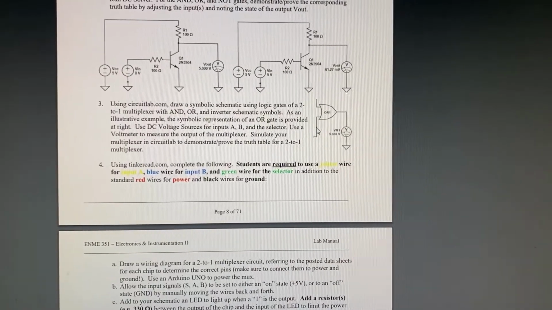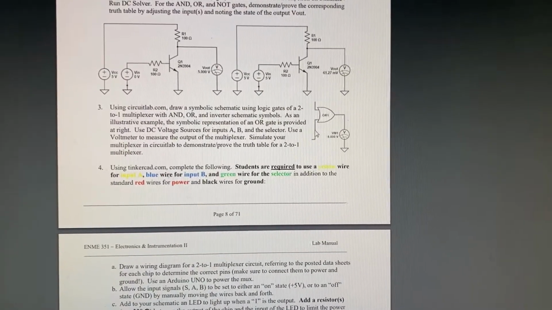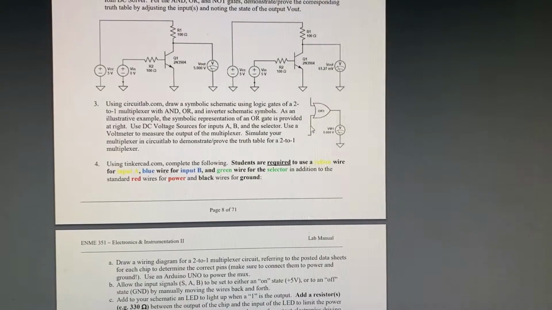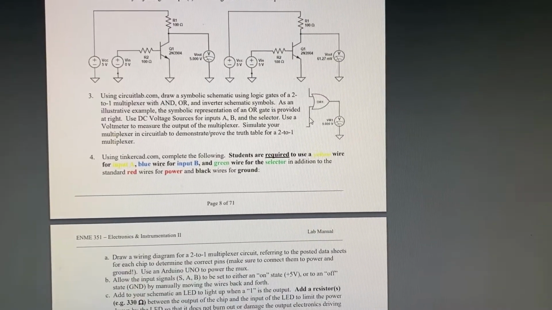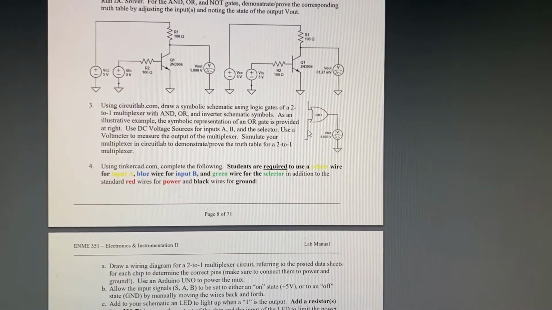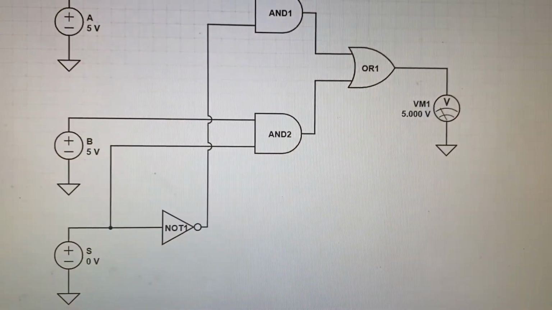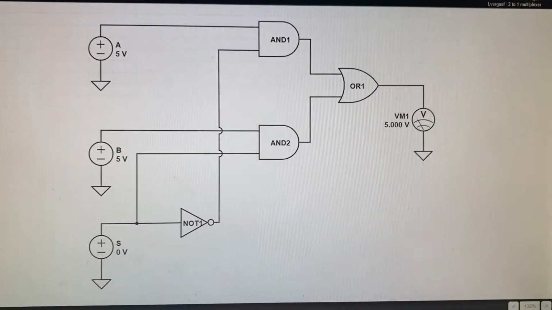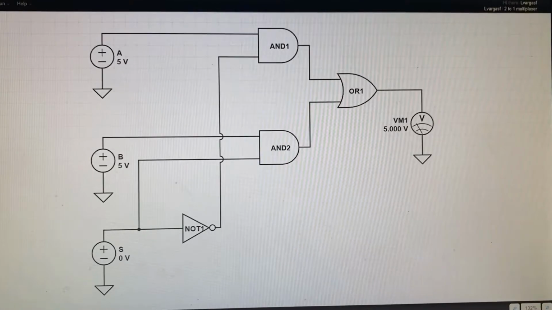Now for part 3, we have to do a schematic using logic gates of a 2-to-1 multiplexer with AND, OR, and inverter symbols. So this is my result of the 2-to-1 multiplexer.